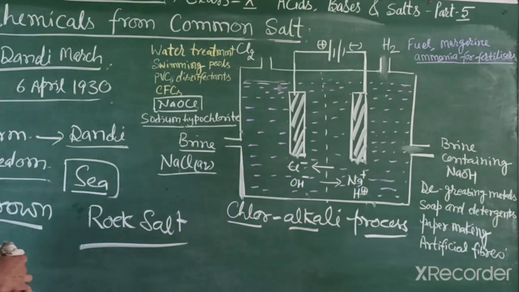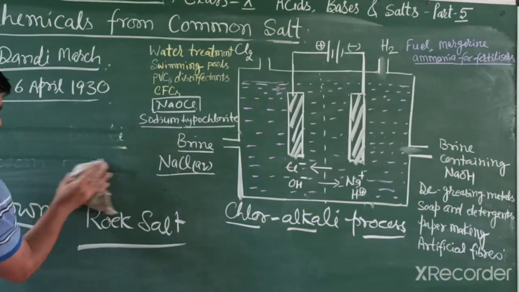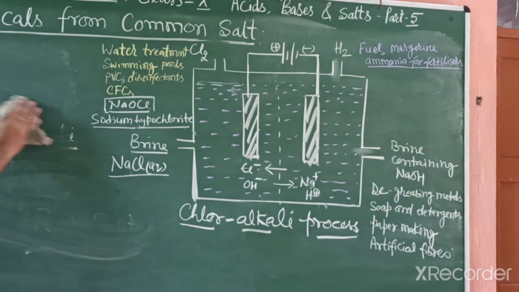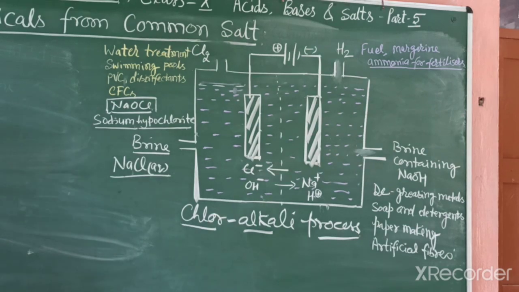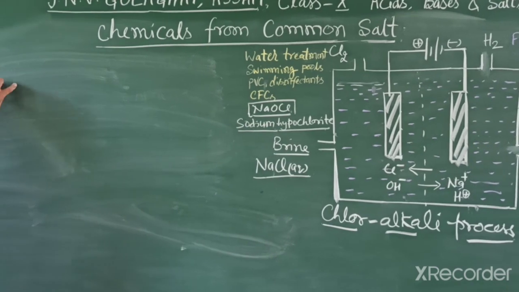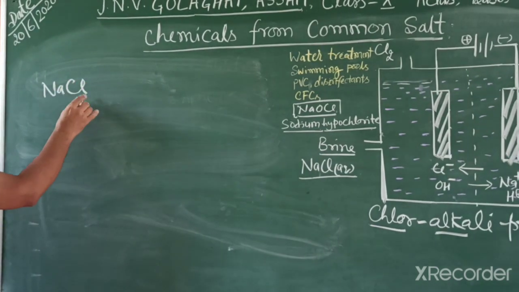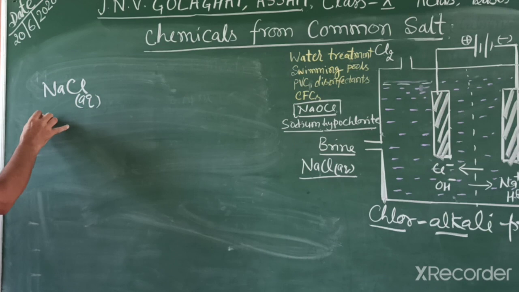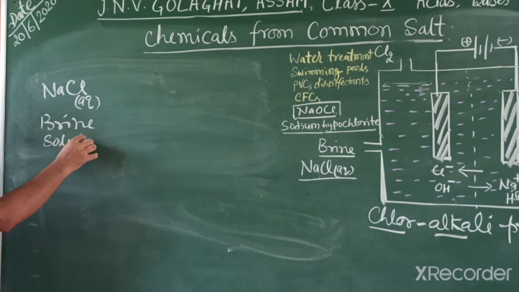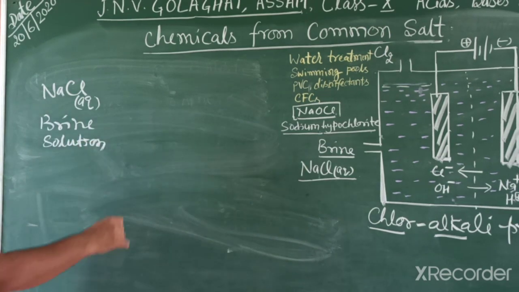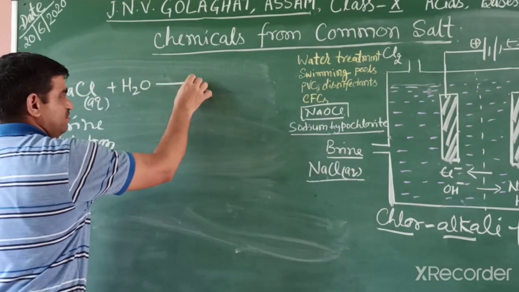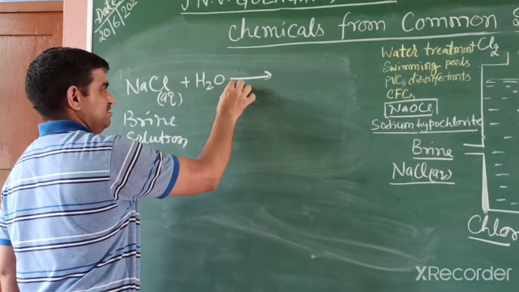So we can write this reaction in such a way. When we pass current or electricity through sodium chloride aqueous solution, this one is brine solution. Brine solution means sodium chloride aqueous solution. Sodium chloride and we write water. And then we pass current or electricity.